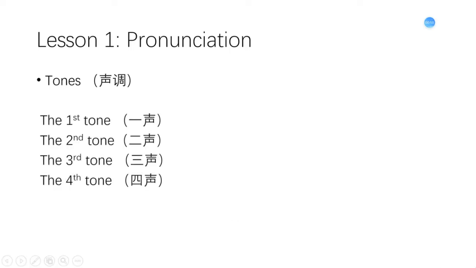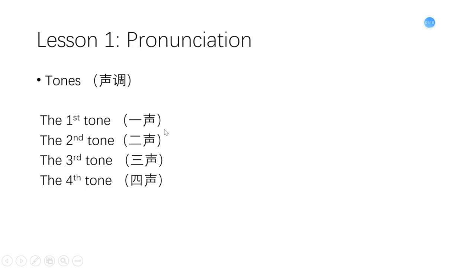So we say this is the first tone, 一声. Please try to read after me. 一声, the first tone, and 二声, the second tone, 三声, the third tone, 四声, the fourth tone. Right, so there are 4 tones altogether in the Chinese language.